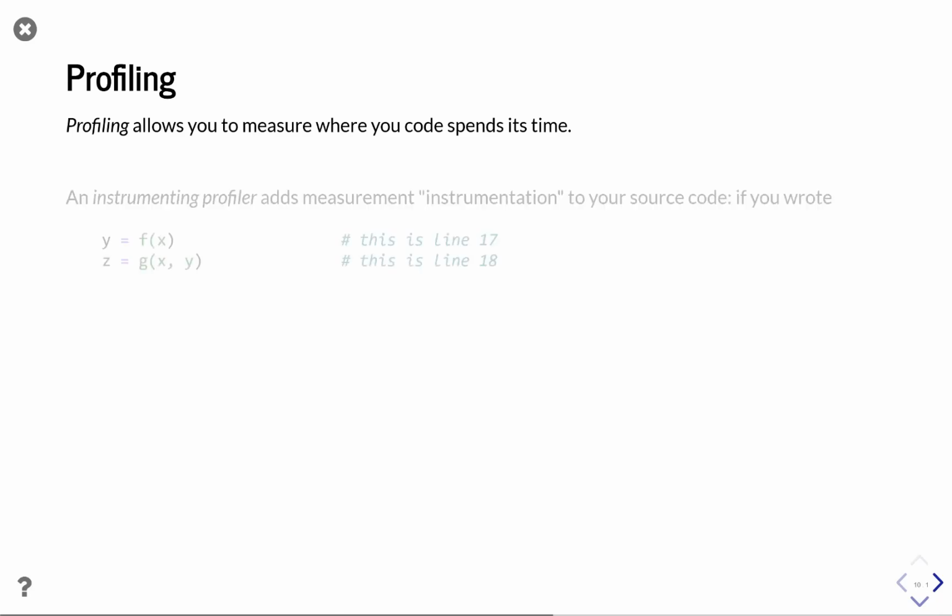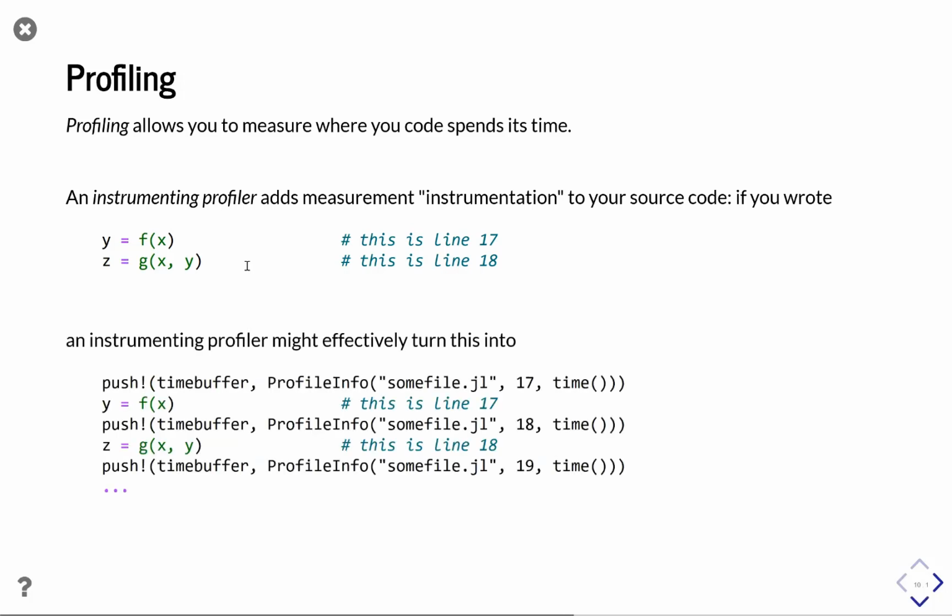Okay. Now there are a couple of different flavors of profilers out there. Probably the most intuitive form of profiler is often called an instrumenting profiler. And what it does is it adds measurement instrumentation to your source code. So imagine that you've got a function that's running, and this statement is on line 17, and this statement is on line 18. We don't care what these are, just for the purpose of illustration.